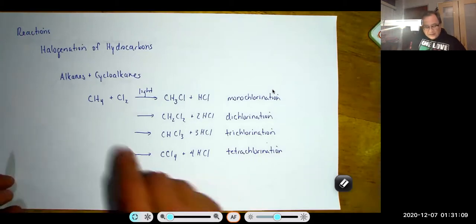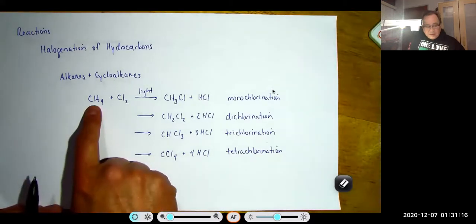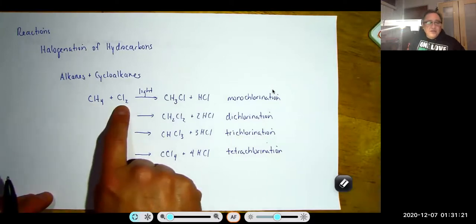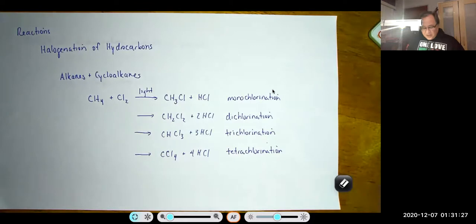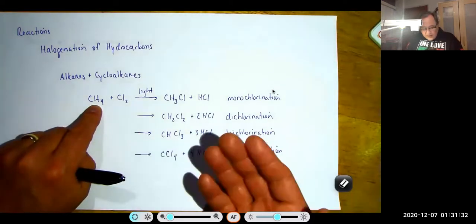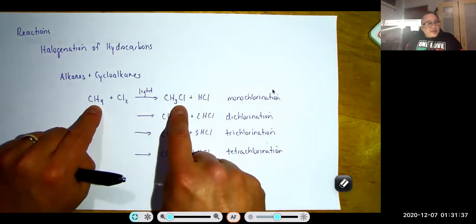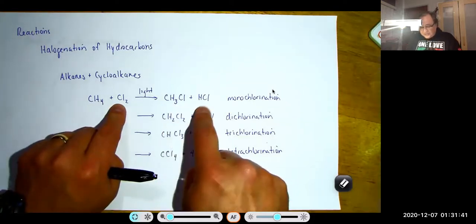So for alkanes and cycloalkanes, they halogenate the same way. Here I have a very simple alkane, the simplest you can have, and we're going to halogenate it with chlorine, which is a halogen. For this reaction, you need light. It will not take place in the dark. What happens here is one of the hydrogens gets removed and you put a chlorine there instead. That hydrogen that gets removed combines with the other chlorine to make hydrochloric acid.